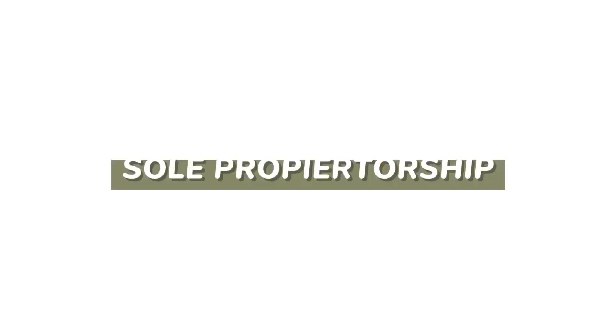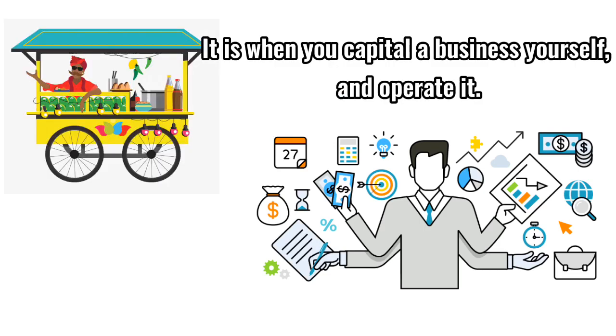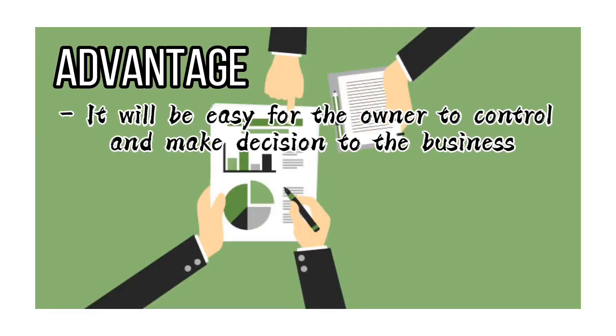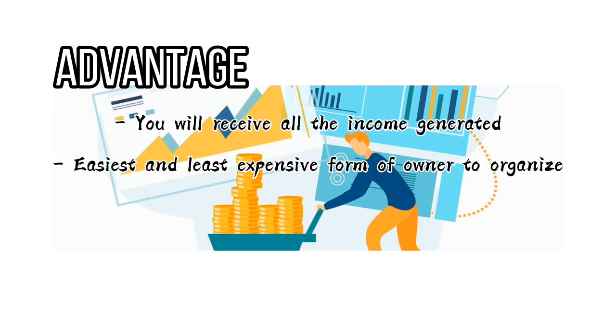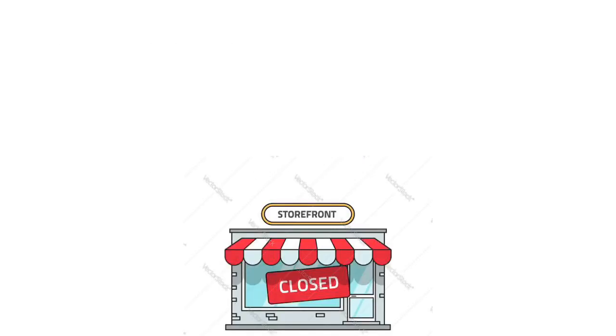Forms of organization. First is sole proprietorship. Sole proprietorship is the easiest type of business to run. It is when you capitalize a business yourself and operate it. The advantage of sole proprietorship is it will be easy for the owner to control and make decisions for the business. The owner will receive all the income generated, and it is the easiest and least expensive form to organize. If the owner wants to close the business, it will be easy as he controls everything.